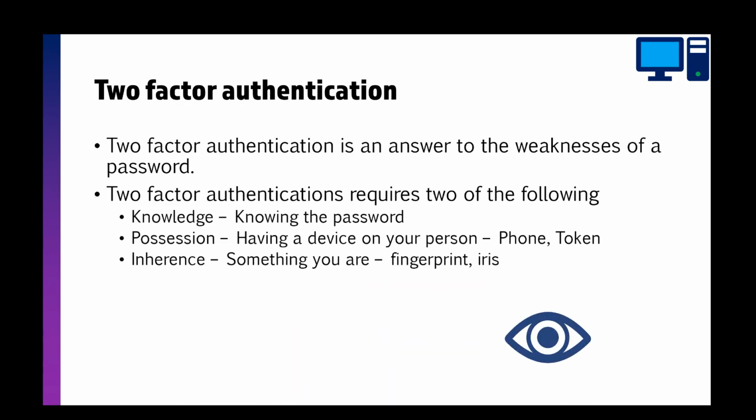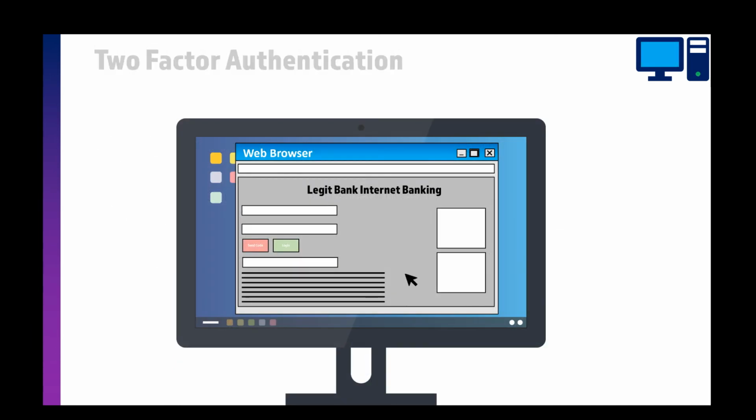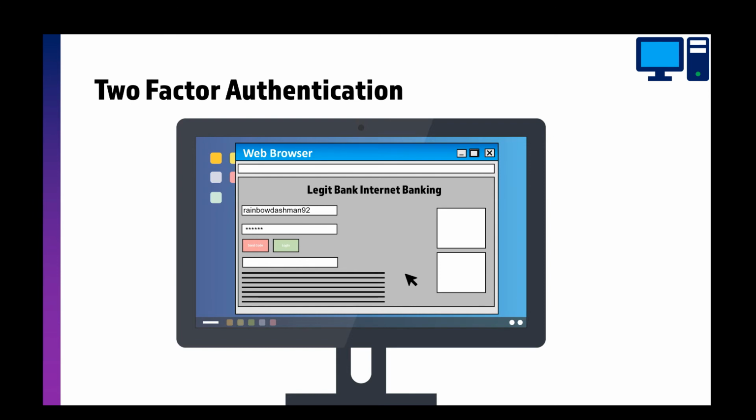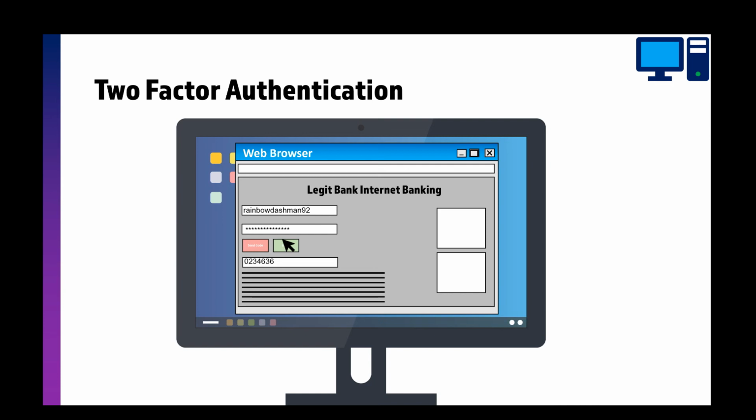Then you've got two-factor authentication. This is an answer to the weaknesses of a password. It can either be knowing your password, then having a device, which might be your phone. Sometimes you get little dongles for your key rings that you can press and that generates an ID. And it could also be something that you are, like your fingerprint or your iris. So you could log into your website, you get a code to your phone, you type in your one-time code, and then you go ahead and log in.